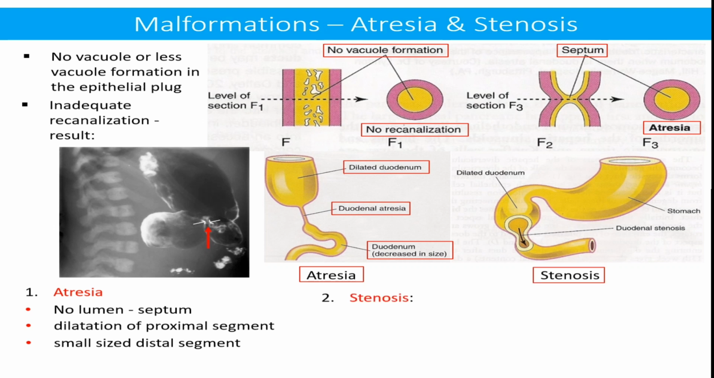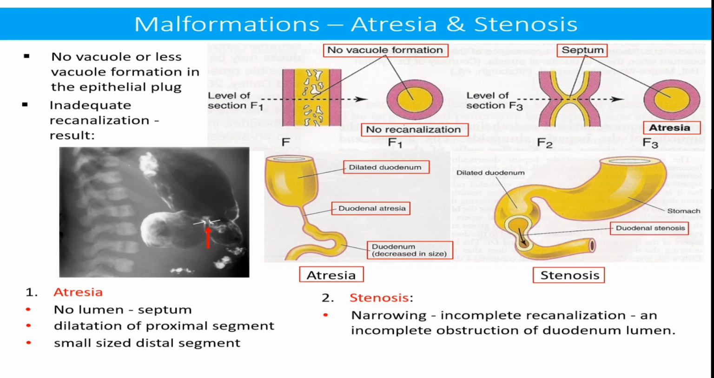Second is the stenosis. In this condition, there is narrowing of the lumen because of incomplete recanalization process, which leads to incomplete obstruction of the duodenum. Hence, there is dilatation of the proximal segment, whereas the distal segment remains unaffected.